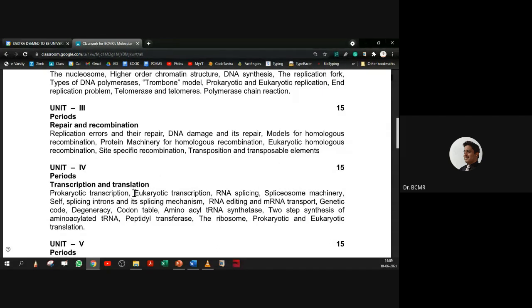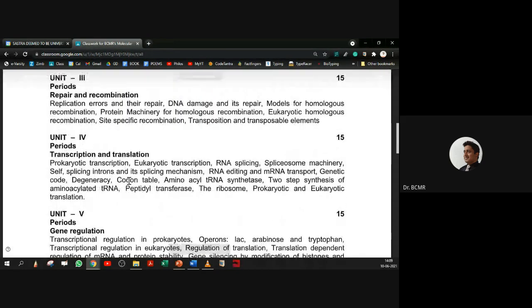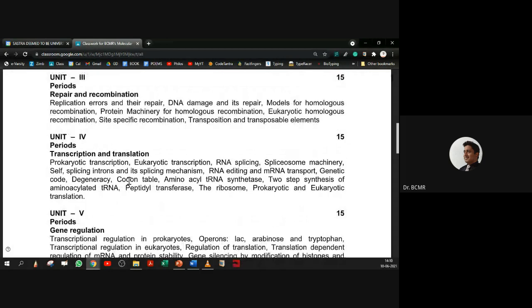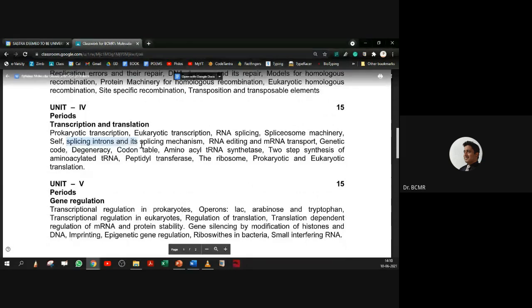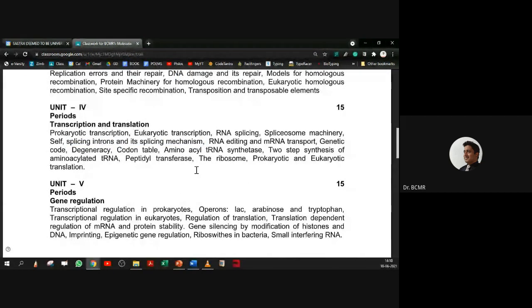Then in the 4th unit, we discussed transcription and translation. In between, we also have splicing. That's an additional chapter. And we have discussed in quite a detail all through the course. I will get back to one point. I want to verify or elaborate on one point.